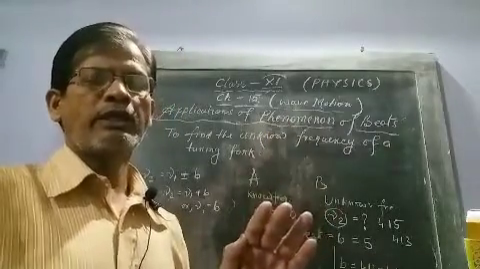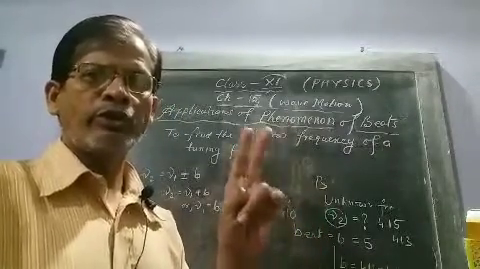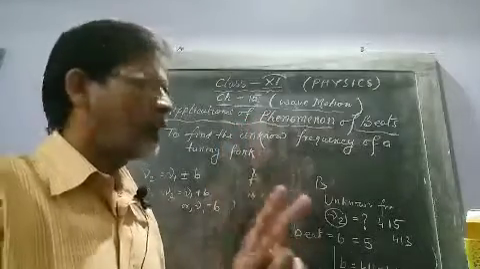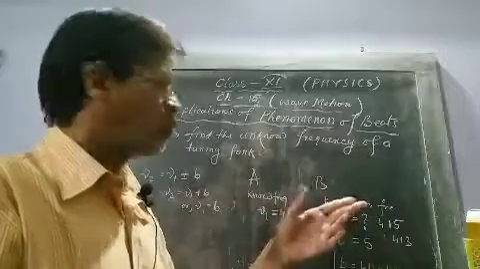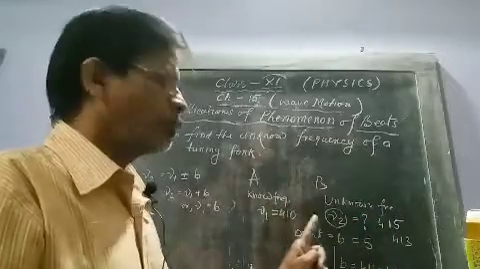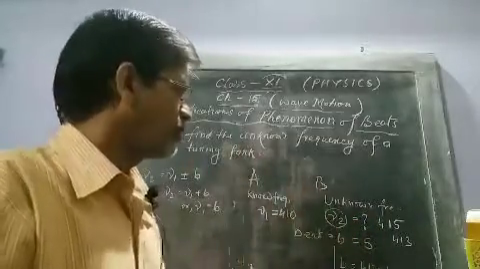So we are telling that if on loading the beat frequency decreases, then the frequency of the unknown tuning fork is more. More means nu2 equal to nu1 plus b.